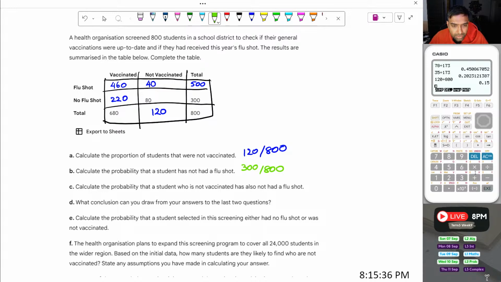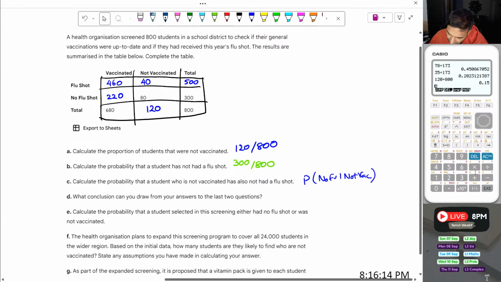All right, calculate the probability. Question C, we're looking at the probability that a student who is not vaccinated has also not had a flu shot. Now, this is where things get a little bit interesting, right? Because what you're looking for is that the student is not vaccinated and also no flu shot. So if it's given that they're not vaccinated and no flu shot, question C is actually going to be 80 out of 120.